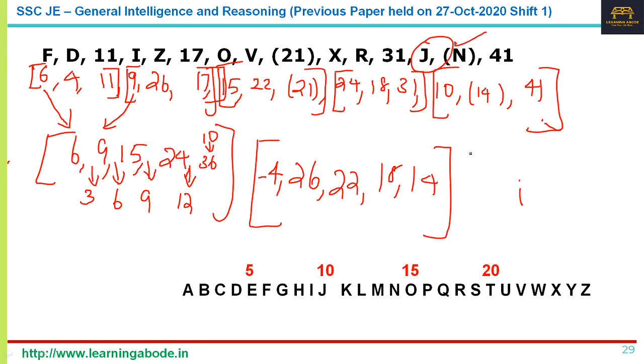So I'll again show the options. The second bracketed letter is correct. So N is correct. We'll keep that. Now what is the third one in each group? The third one in each group is 11, 17, 21, 31, and 41. Immediately you can realize all these are prime numbers. 11, 17, 31, 41 are all prime numbers except 21. We are supposed to get 23 here, right?